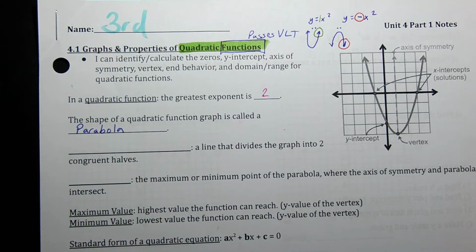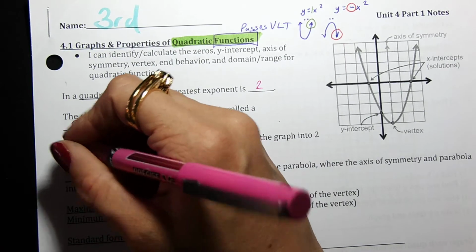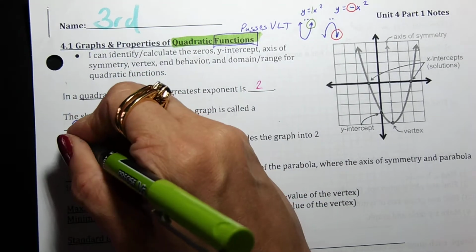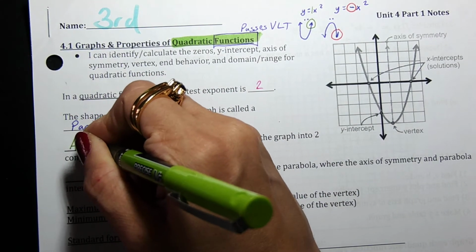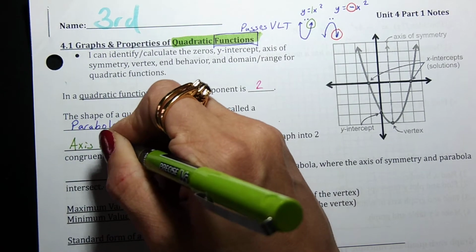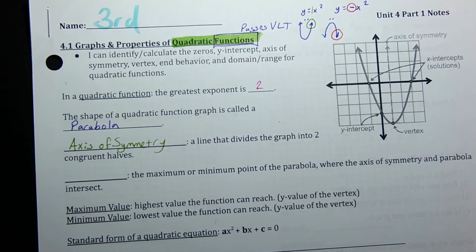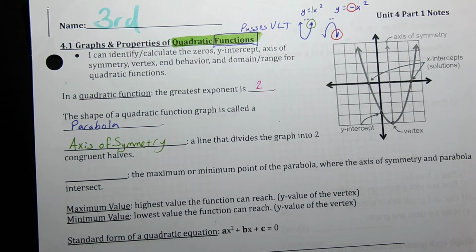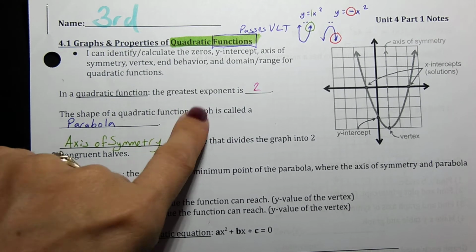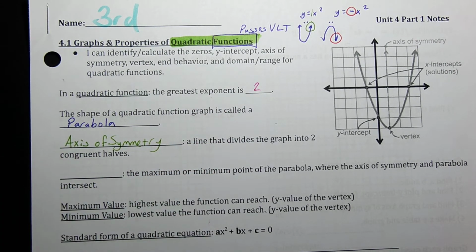A new vocab term that we're going to have in this unit is the axis of symmetry. What does that word symmetry or symmetrical mean to you guys? Give me an example of something that's symmetric. A circle, a heart, a butterfly. So something that's the same on both sides. The axis of symmetry is an imaginary line that divides the graph into two congruent or equal halves.